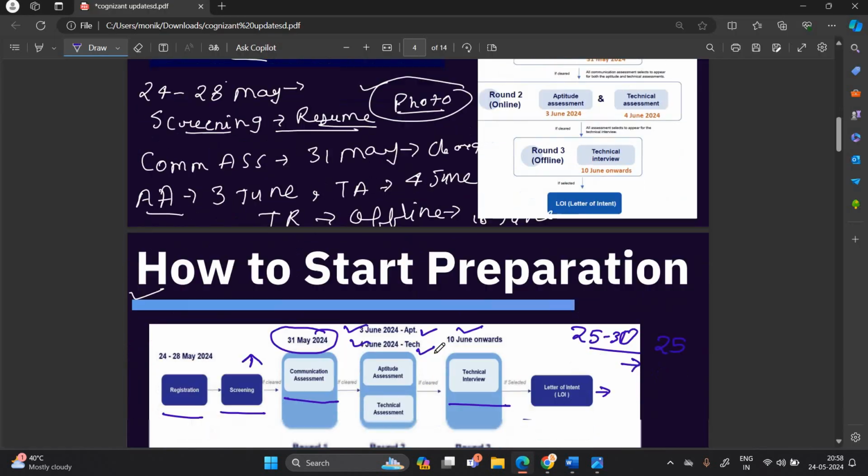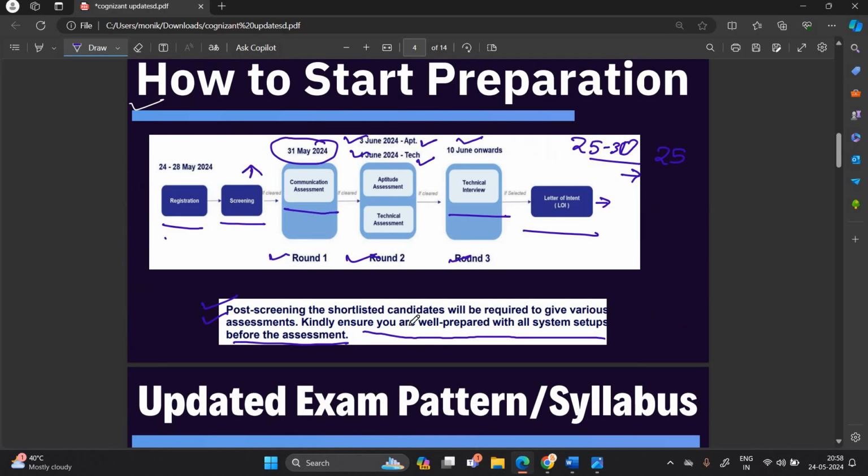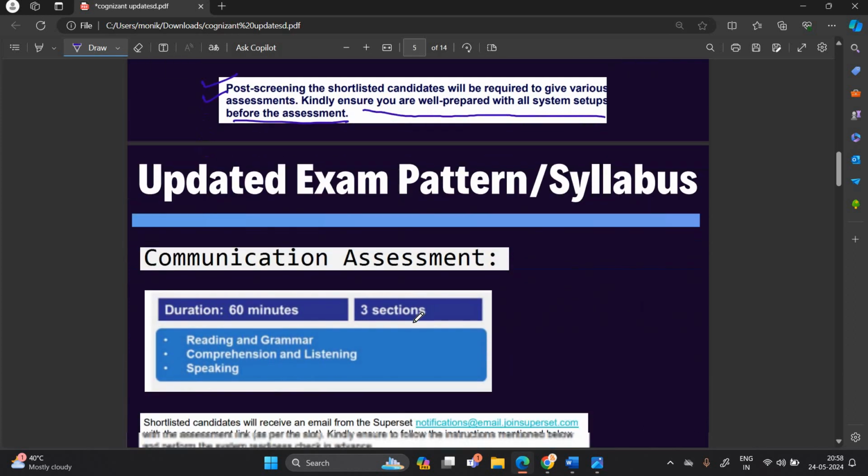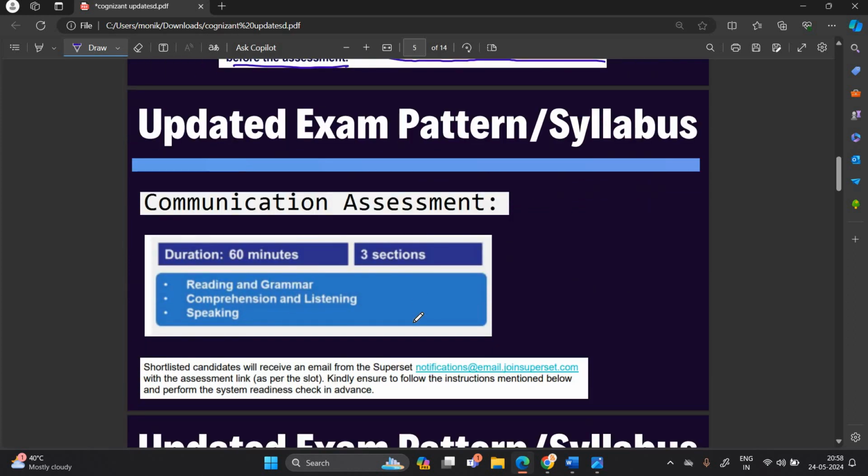Let's move on to our next important point, that post screening, the shortlisted candidates, they mention. Let's discuss the updated exam pattern and syllabus. Okay, so as we know, the first round is the communication assessment.